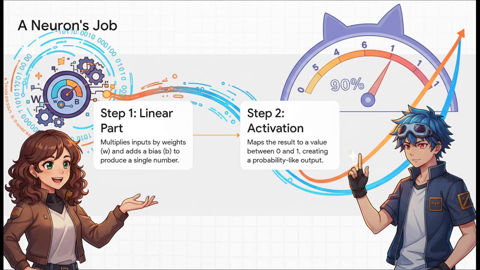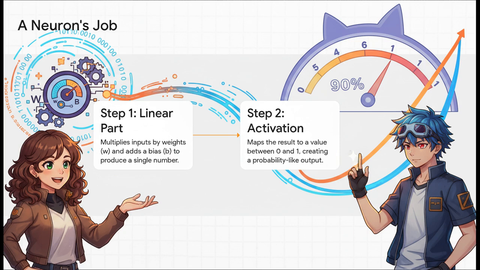Okay, step one. The neuron looks at all the pixels in an image. Now, imagine it has two little dials it can turn. The first is a weight dial. It multiplies the pixel values by this weight to decide how important they are. The second is a bias dial, which it uses to kind of nudge the final result up or down.